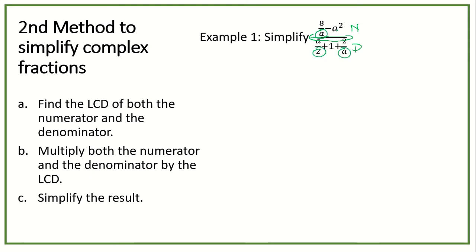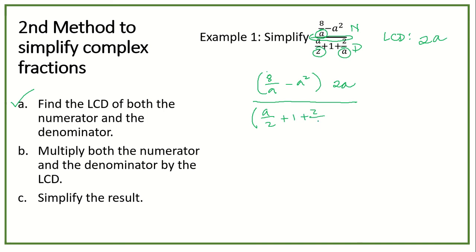For the rest, the a squared has a denominator of 1, so no need to write that down. Same with the 1. So, what is the LCD? Both have an a, so just one, then 2. So, the LCD is 2a. We're done with step 1. Step 2: multiply the numerator and the denominator by the LCD. That means the 8 over a minus a squared in our numerator, we multiply by 2a. Then the denominator, we also multiply by 2a.